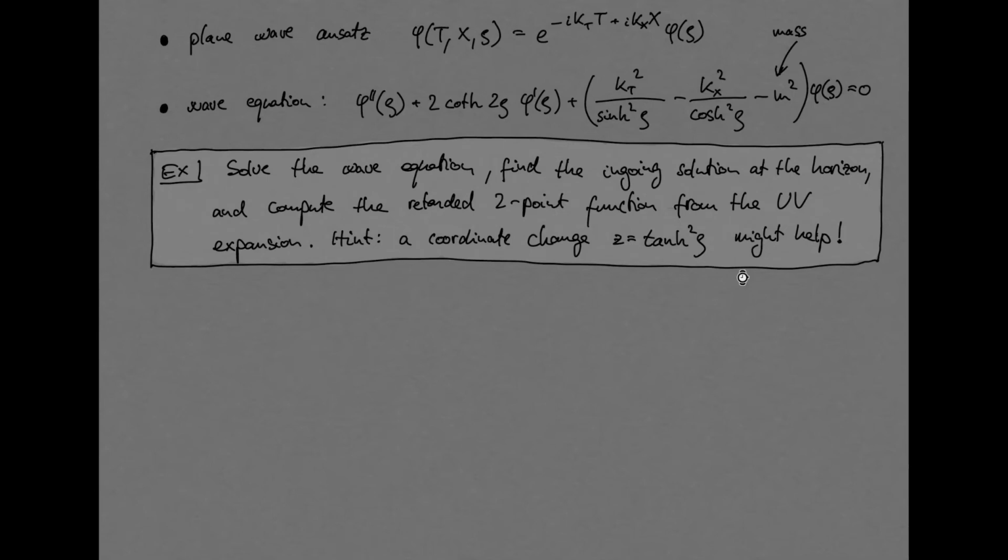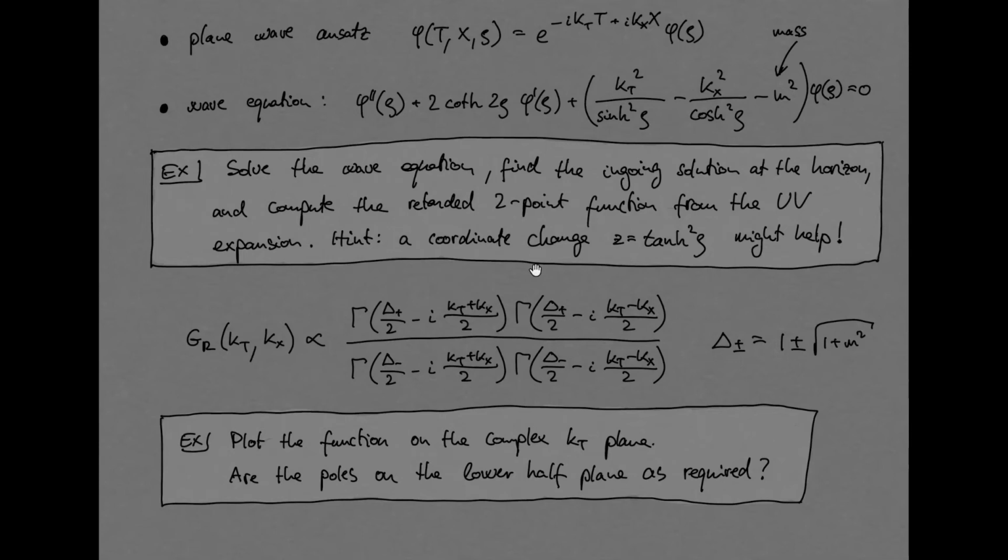Okay, so what you get, I'm giving you the result here. So the retarded correlation function in terms of kt and kx will be proportional to the ratio of these gamma functions, where delta plus is the conformal dimension, the scaling dimension of the dual operator, 1 plus square root of 1 plus m squared, and I defined a delta minus as well with the minus sign here. So these two constants appear in the gamma functions, and kt and kx also appear. Okay, so you should get this result from this calculation.